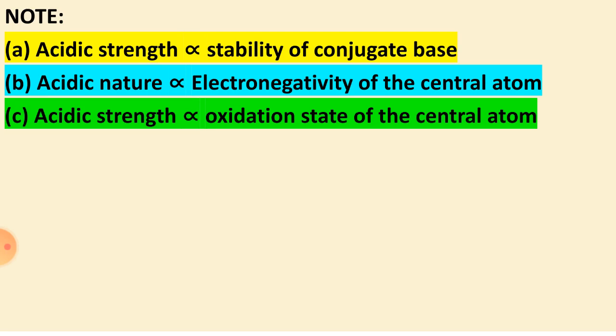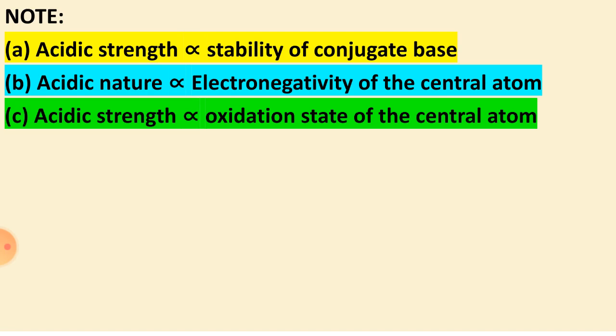So again, acid minus H plus will produce the conjugate base, and then you have to draw the structure of that conjugate base and find the resonating structures. If there are more resonating structures, that means the conjugate base is more stable and hence the acidic property is much greater.